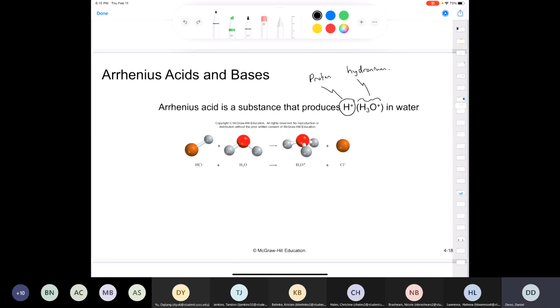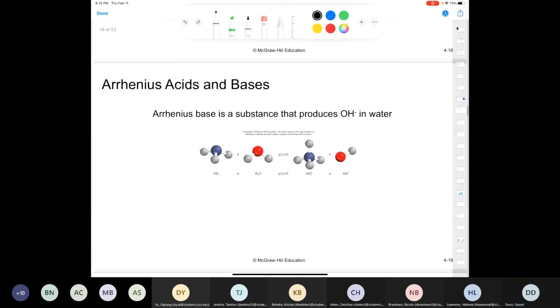anyhow, I'll get back to the definition of Arrhenius base in a second. But anyhow, the water accepts that proton, and the H+ doesn't just hang around next to water. It actually combines with the water to form the hydronium ion, and of course we're left over with the chloride. Now, a little bit more about that hydronium in a second. First, I want to talk about an Arrhenius base.